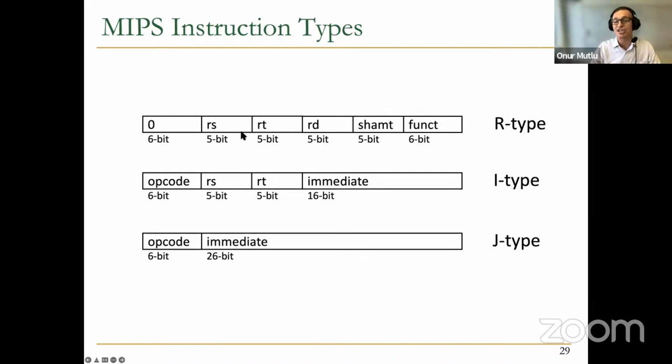R type is basically register-to-register operations. I type is register plus immediate operations. And J type is basically just immediate. There's no register over here. Jump was one example. That's why it's called J type, right? Remember, jump was jumping to the program counter concatenated with the 26-bit immediate sign extended and shifted left by 2. If you recall from one of the last lectures, that's the semantic definition of the jump instruction.